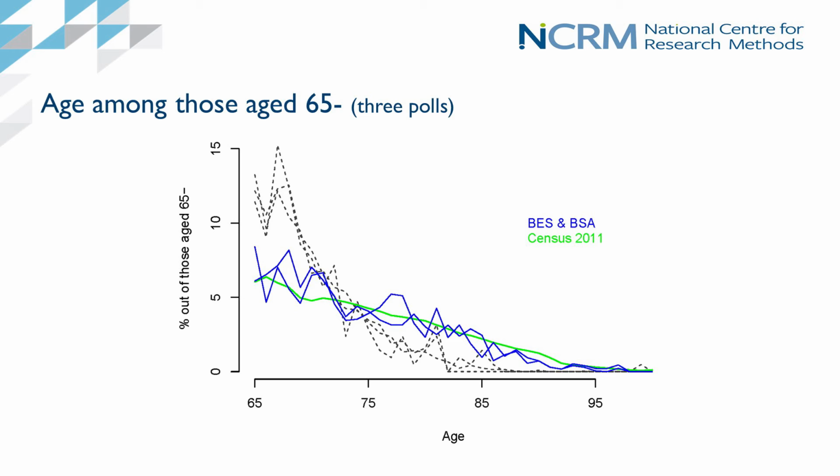So what we have here is ages from 65 onwards, and percentage of each single age, 65, 66, 67, in different types of samples. The green line is census figures, so let's take that as the truth. You can see it goes down like that. The blue lines are the estimates for this characteristic from the BES and BSA samples. They wobble around quite a lot, because these are small groups by now, towards the end in particular, but you can see they broadly match the green line.